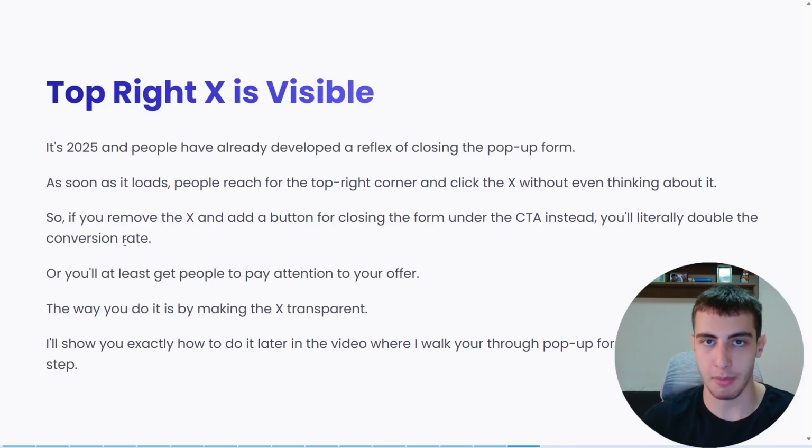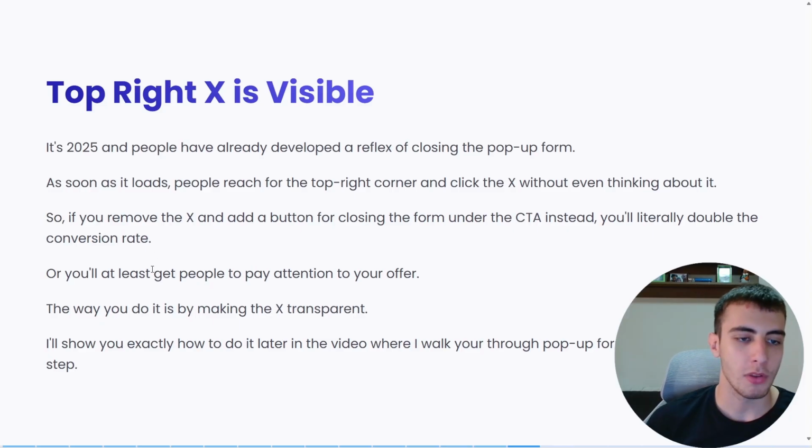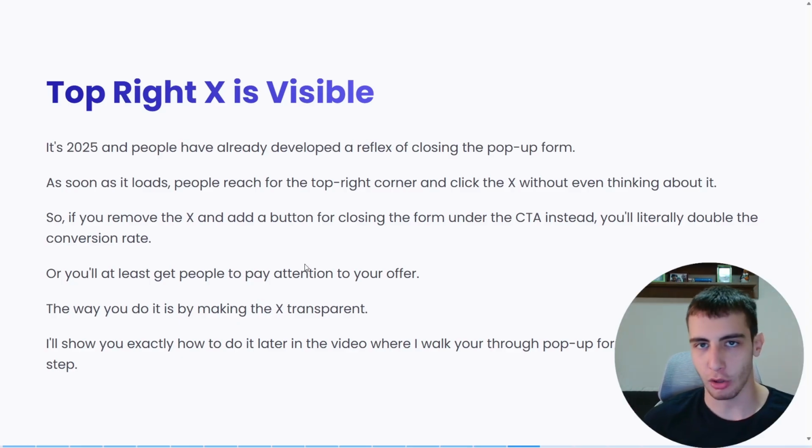I'm going to show you the exact example of what I mean by this in a second, right? Don't worry. Or you'll at least get people to pay attention to your offer. So even if someone does not want your offer, when there is no X in the top right corner, they can't close it immediately. They'll at least stop, read the offer, think about it consciously, and then they can decide whether they want 20% off or not, right? So the way you do it is by making the X transparent. I'm going to show you how to do it inside of Klaviyo.